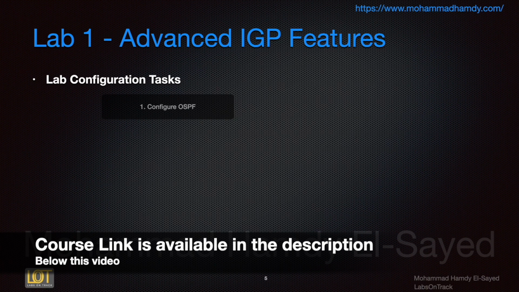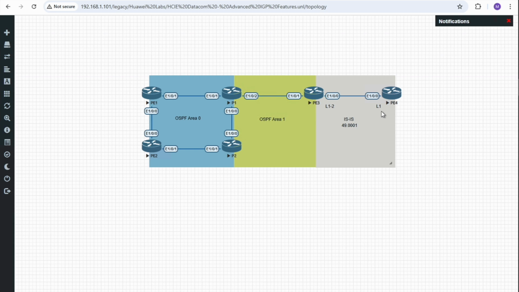Let's implement task number 2, which is to configure ISIS. This is the lab topology on EVE-NG, and we have ISIS area 1 between PE3 and PE4 on interface Ethernet 100 on each router of them. So we have to configure ISIS on PE3 and PE4 and enable ISIS on the interfaces Ethernet 100 from both sides, from PE3 side and from PE4 side.